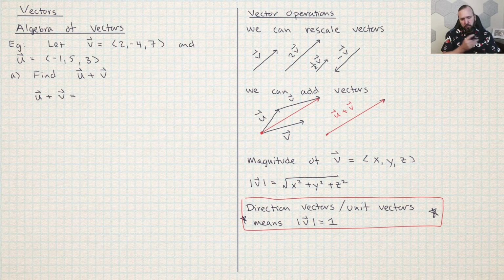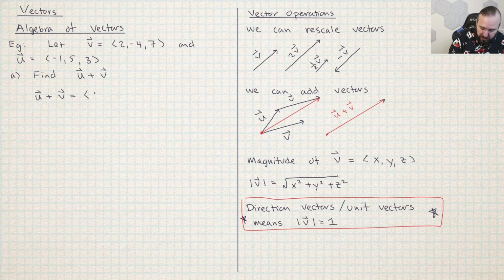Okay, so that's the way the geometry of it works, but that still doesn't tell us how to get the answer as a number. So good news. It's really easy. Basically, you just add the x's together and you add the y's together and you add the z's together. So I have two vectors here, u and v, and I'm going to calculate the sum of these two vectors.